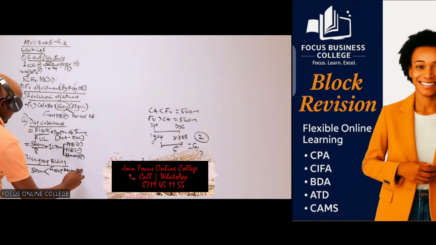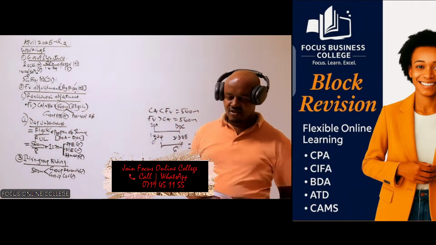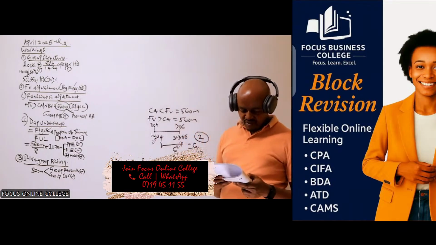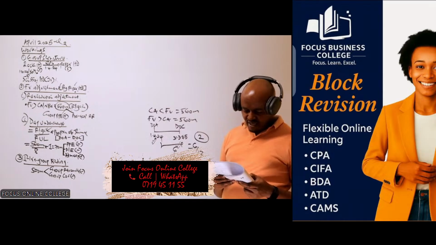This one will be deducted from the group revenue. And number 2, we will also deduct this from the group cost of sales. Group revenue and also group cost of what? Of sales.